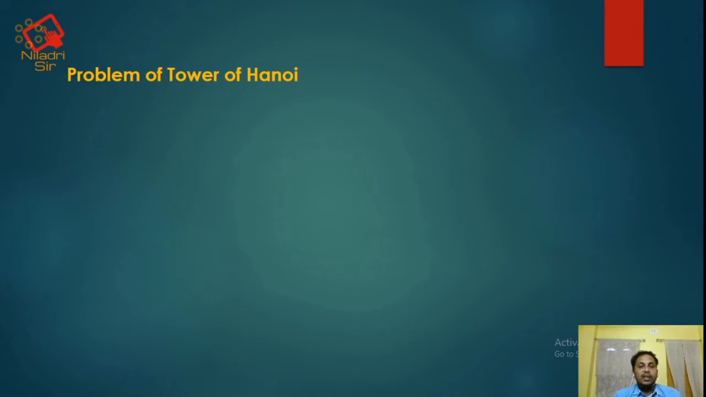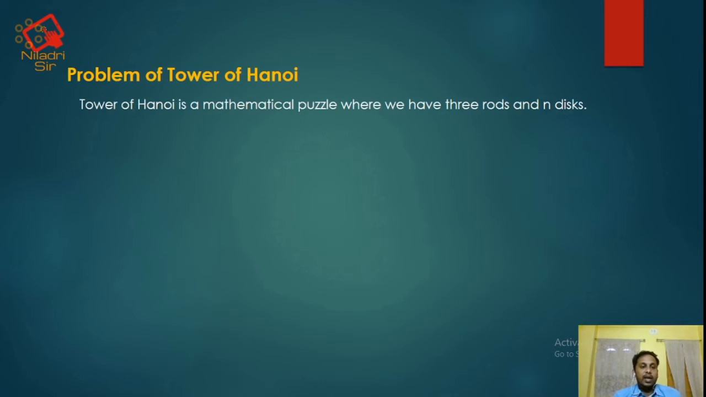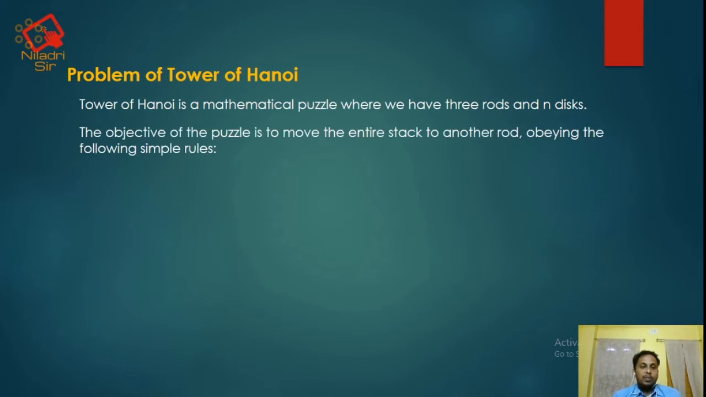So what is basically the problem of Tower of Hanoi? Tower of Hanoi is basically a mathematical puzzle where we have three rods and n disks. The objective of the puzzle is to move the entire stack to another rod, obeying the following simple rules. So there is this rod and there is another rod.